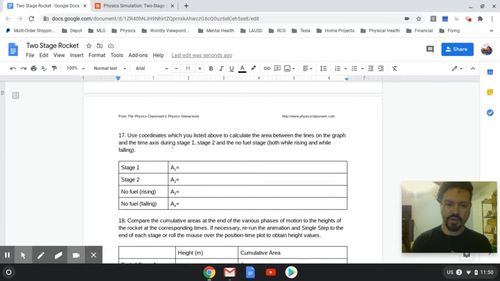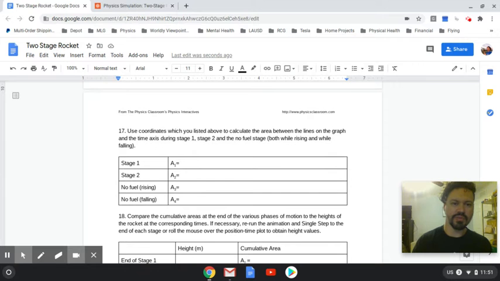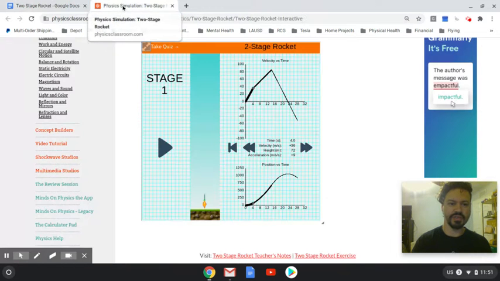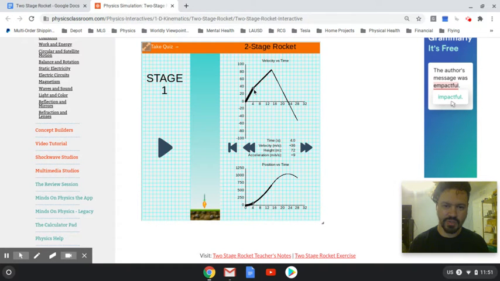Okay, so here's another cool thing. You're going to find the area underneath the graph for stage one, stage two, and the no fuel stage. This is also asked in the quiz, so you're going to see this kind of concept twice. So how do you do this? Let's talk about how you do it for stage one. If I want to find the area underneath the line, the area between this dark line and the 0 axis, what shape is this? If I was going to turn this into a shape, it'd be a triangle, right?